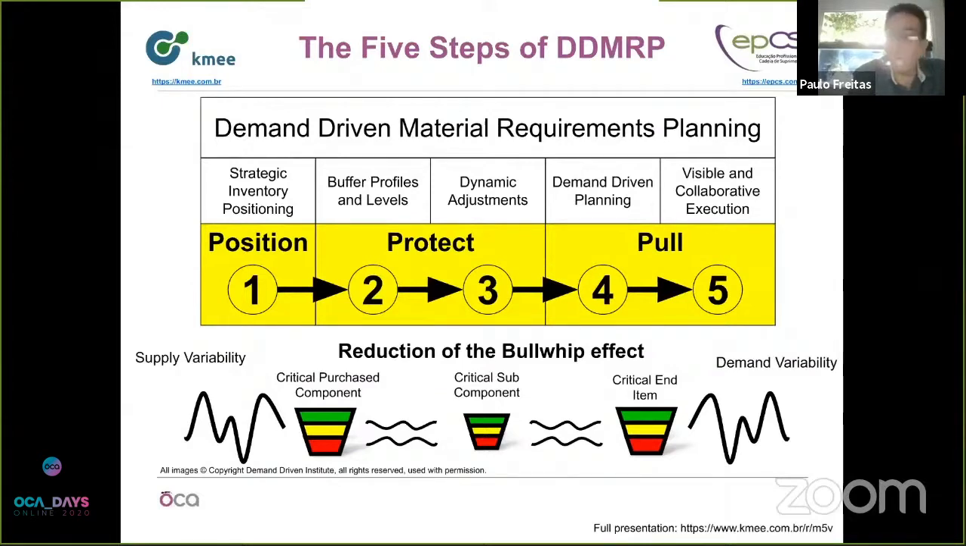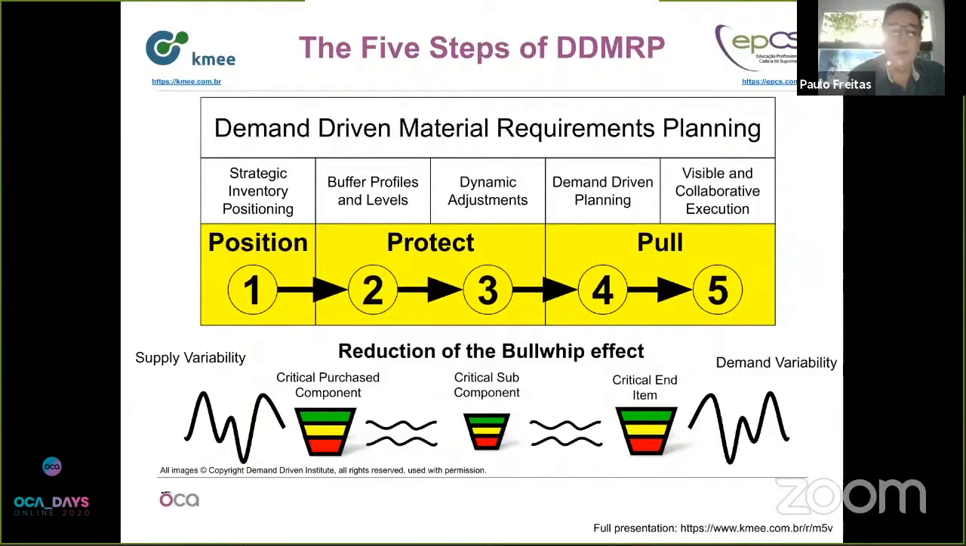So it is strategic, as it says there, strategic inventory positioning. You don't put your stock everywhere. You must really justify, and we have a 2-day course that covers this methodology. And if you're interested, you can look it up in the DDI site, in my site, EPCS. This 2-day course explains all the 5 steps in detail. But in the short time that we have, I'm going to tell you that we have to justify each position where you add stock as a buffer. You have to justify it in financial terms. It has to bring in more savings than expenses.